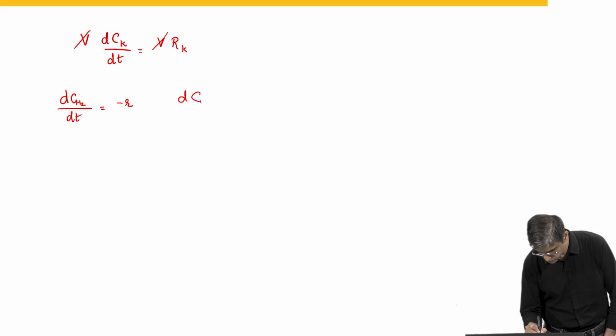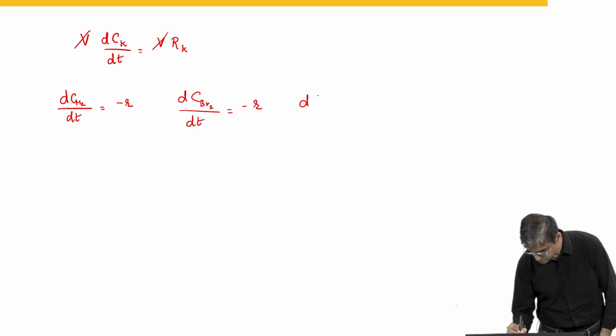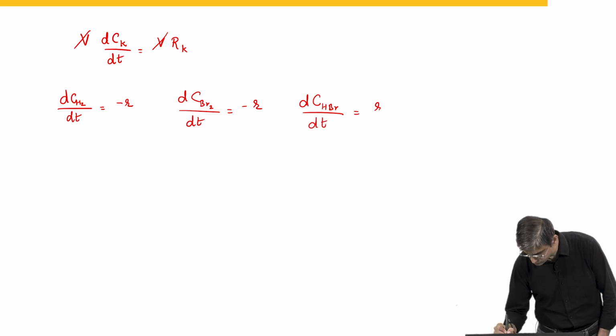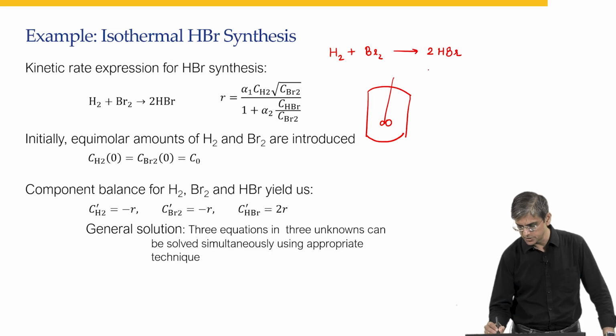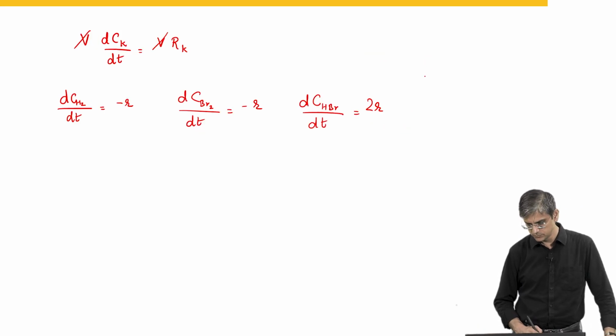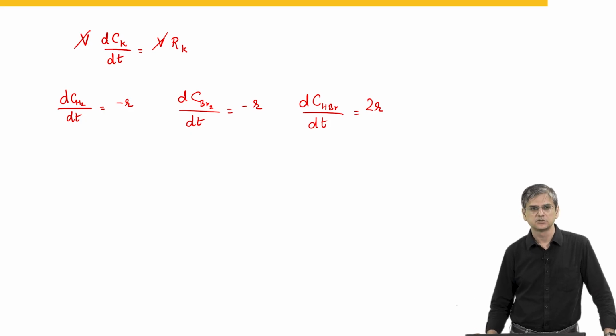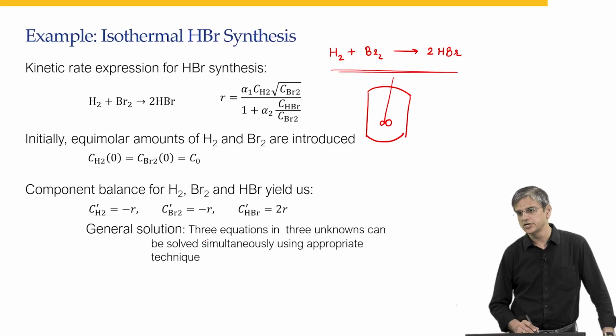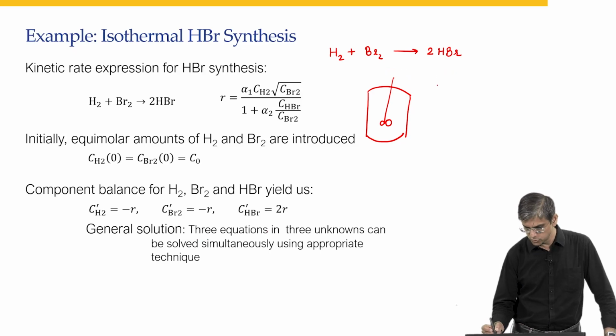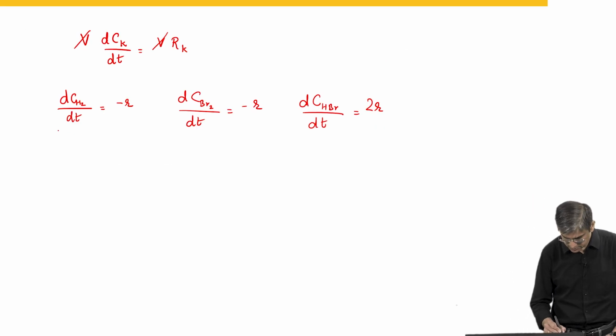dCBr2 by dt is minus R, and dCHBr by dt is 2R. Where does 2 come from? Because of the stoichiometry, right. So, these are the 3 equations. The question is that do you actually need 3 equations? Okay. You do not really need 3 equations because the stoichiometry freezes how H2 and Br2 change. Okay. So, you can very well stick with this.